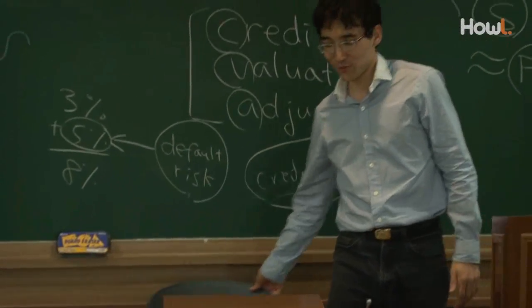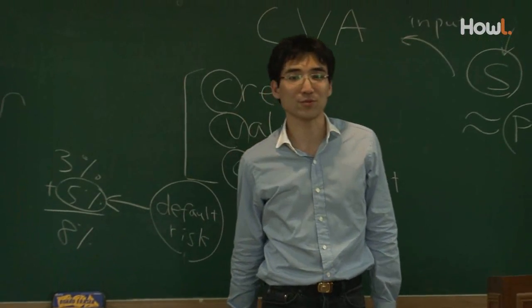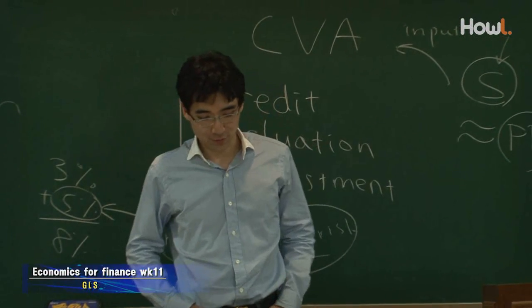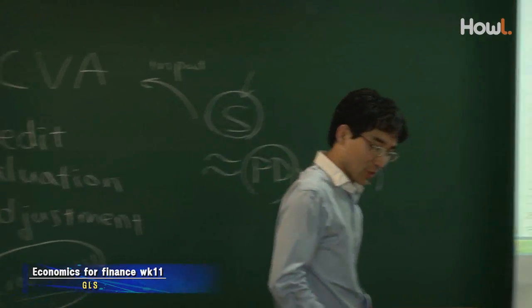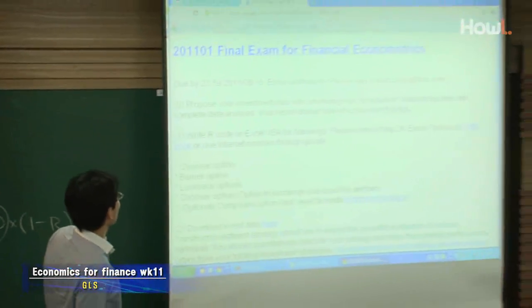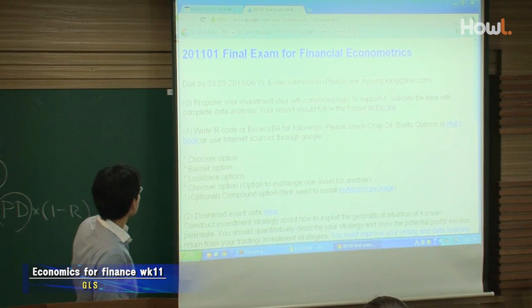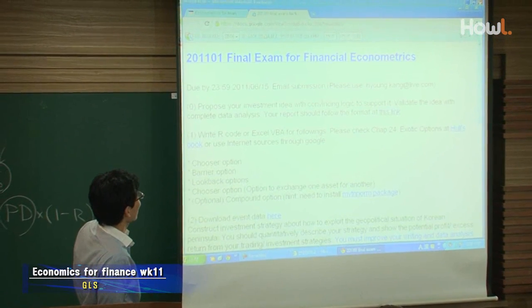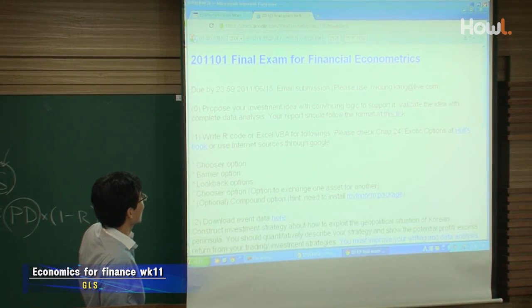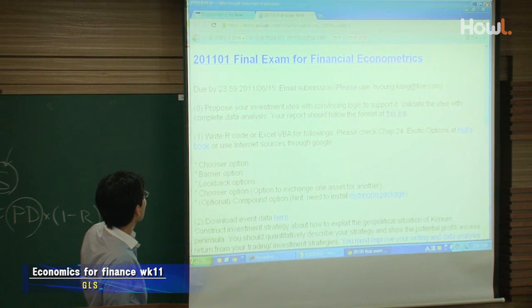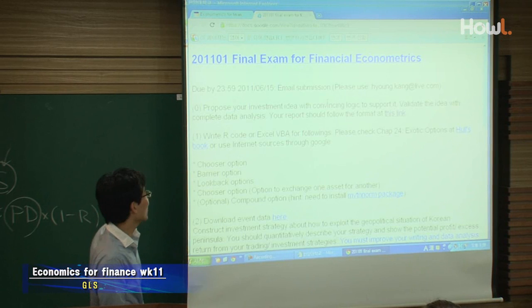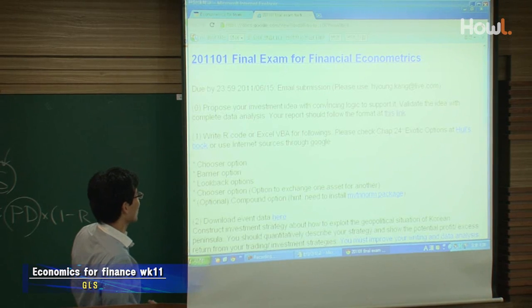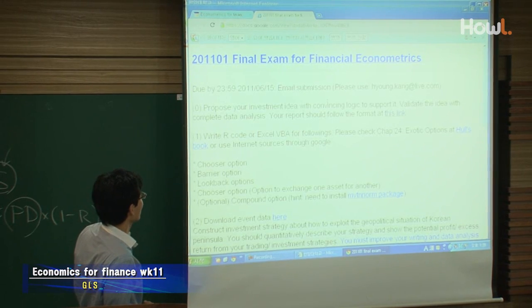The structure of the final examination is equal to that of the midterm exam. First, the default question is about your investment idea. So propose your investment idea with convincing logic to support it, and then validate the idea with complete data analysis. In the midterm exam, it was preliminary data analysis, but now you have to do complete data analysis.